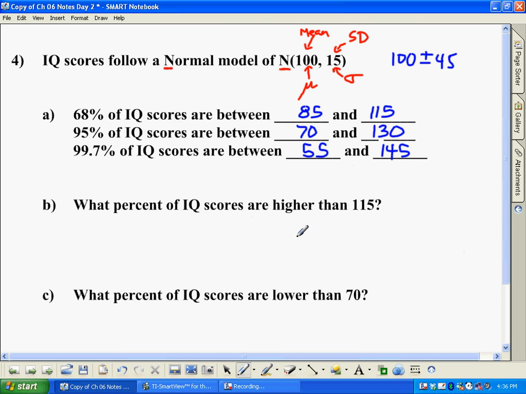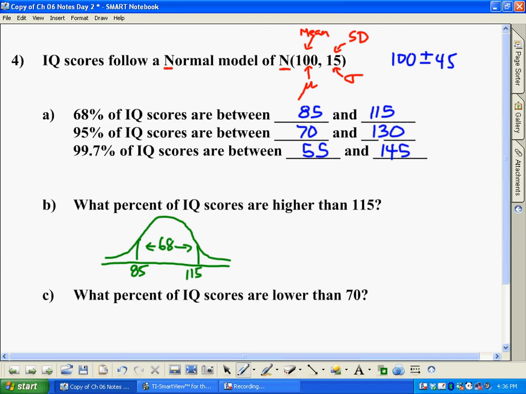So this allows us to answer some questions. Things like, what percent of IQs are higher than 115? Well, if you notice here, 115 was one of our numbers. So if I were to draw a little sketch of a normal curve, we know that if I had 85 right here and 115 over here, the middle between them is 68% of all values.